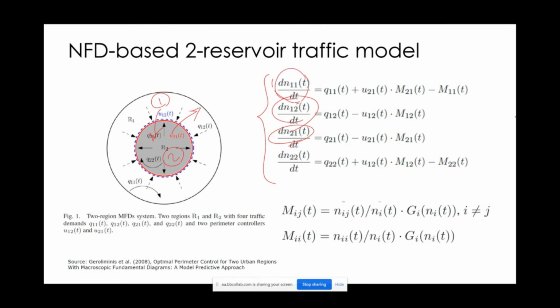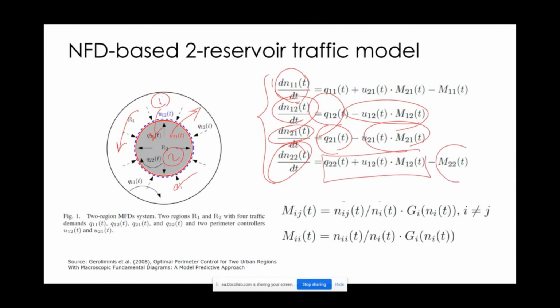And we also have some vehicles starting their trips in the same zone and ending in the same zone, right? So we can also have the change in the number of vehicles going from zone 1 to zone 1, and also the number of vehicles going from zone 2 to zone 2. And then look, this is basically the same. It's the inflow minus outflow. Inflow minus outflow. And this M here is that exit function that we were talking about.